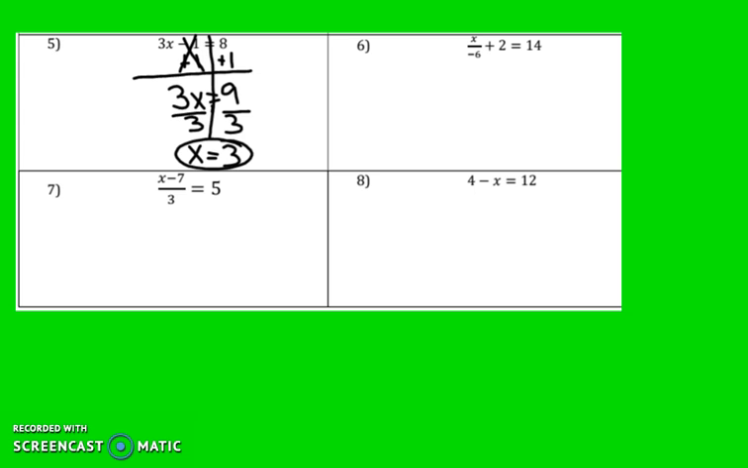And again, plug it in to check yourself. 3 times 3 minus 1 is 8. Well, if I do order of operations, 3 times 3 is 9 minus 1. And 9 minus 1 is 8, and 8 equals 8. So we're good.